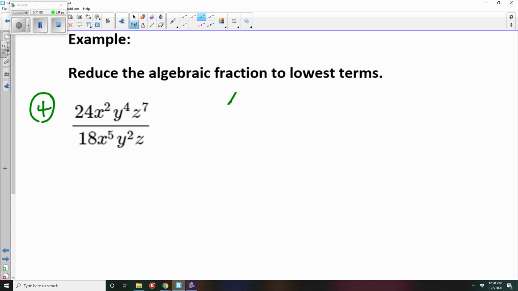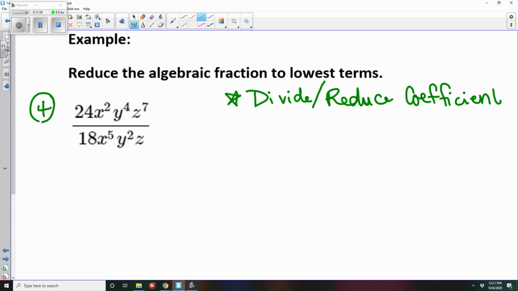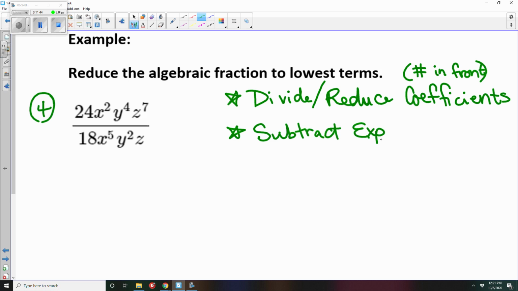So step 1, we're going to divide or reduce. I always like to say reduce because sometimes they don't divide out nicely. So divide or reduce coefficients. Coefficients always do what they're told to do. That's that number in front. It's been a little while since we took those notes. So number in front. And now you got it. We subtract exponents of same variable.